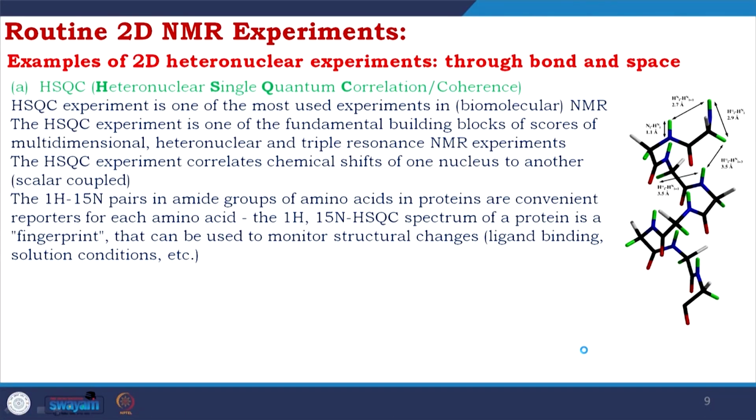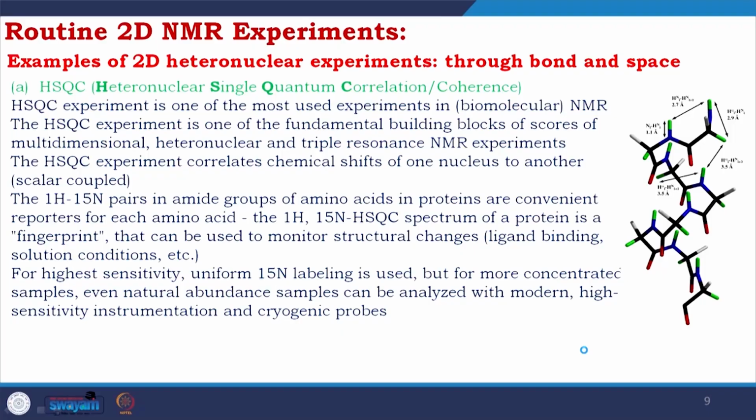That is why HSQC is very important. So, in the 1H15N HSQC spectrum of a protein, this is the fingerprint that can be used to monitor structural changes. So, you could study ligand binding, you could study variance of pH, temperature, a solvent, a salt, anything, and these are very critical experiments.